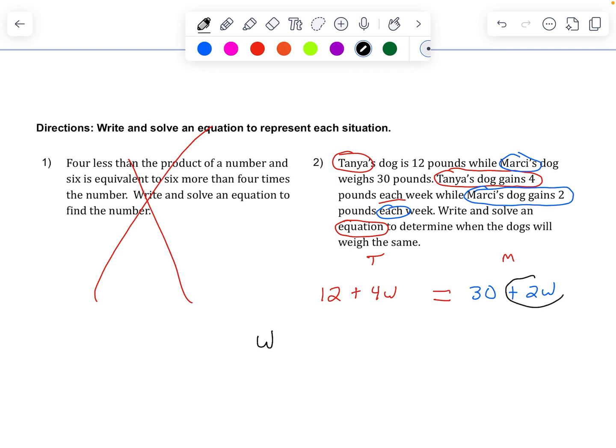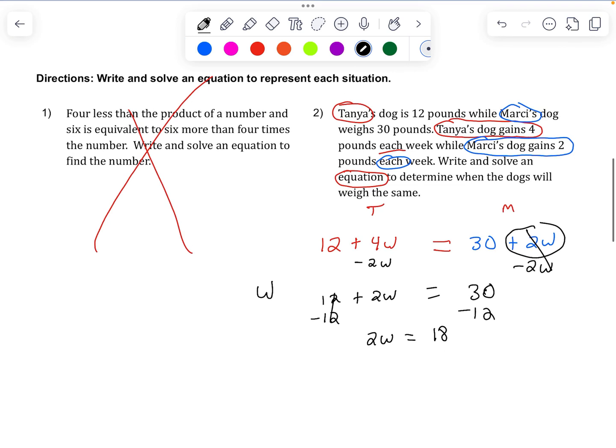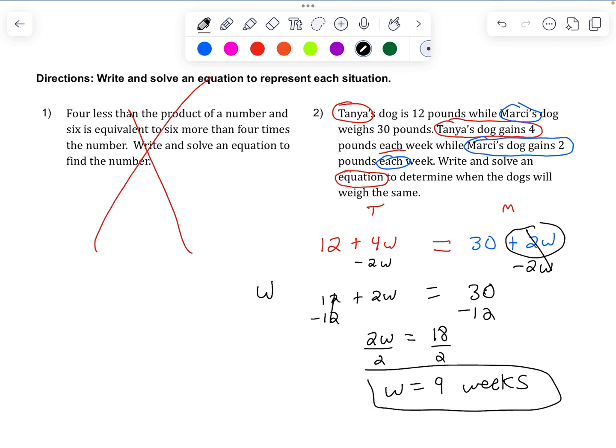Okay, so I'm going to get rid of this positive 2w by subtracting 2w. 4w minus 2w is 2w. Those cancel, and I'm just left with 30. Now I'm going to get rid of my positive 12 and get it to the opposite side. 30 minus 12 is 18. And then we're finally going to divide by 2. W equals 9. So it'd be 9 weeks for that process of the dogs, one dog gaining, one dog losing weight, for them to be the same.